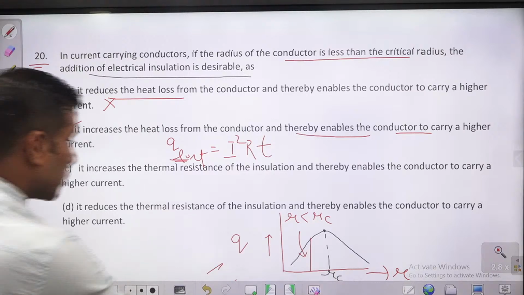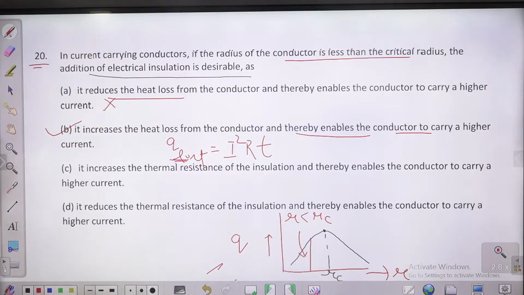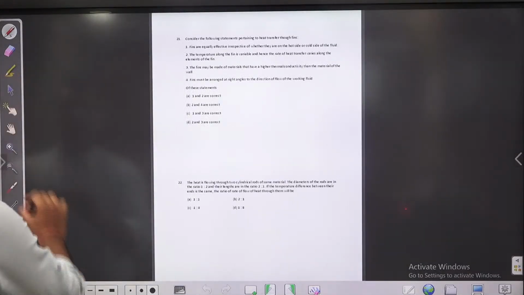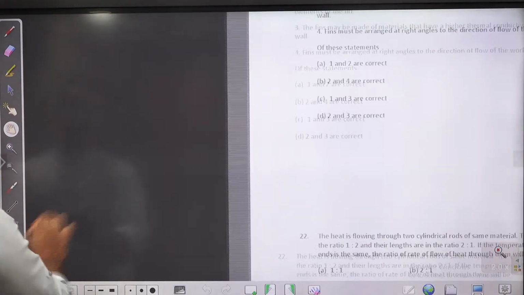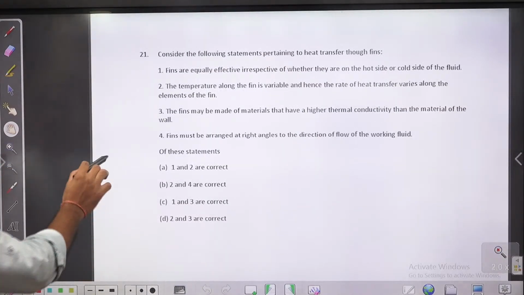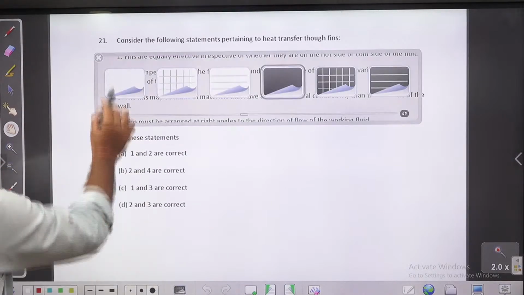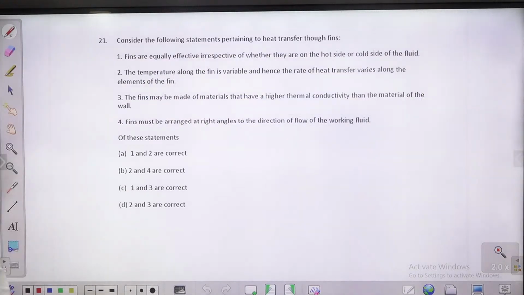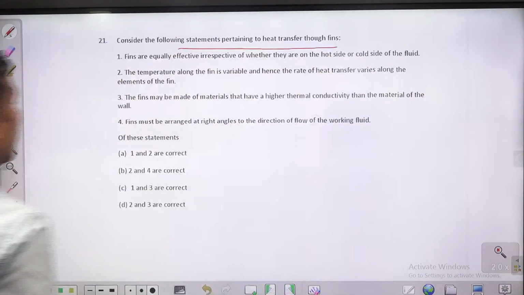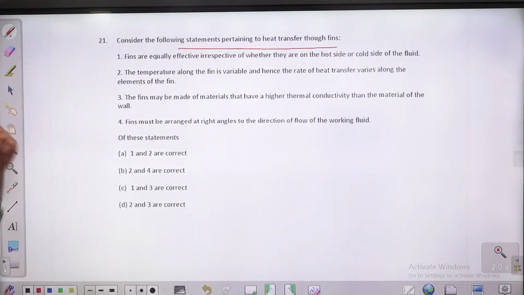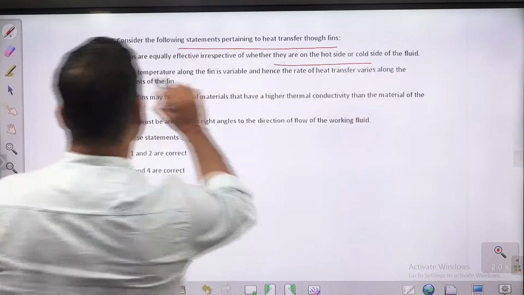चलिए, let us move to next question, question number 21. Consider the following statements pertaining to heat transfer from the fin. Fin से क्या क्या चीजें ठीक है? Fins are equally effective irrespective of whether they are on the hot side or cold side. No, this is not right, guys.